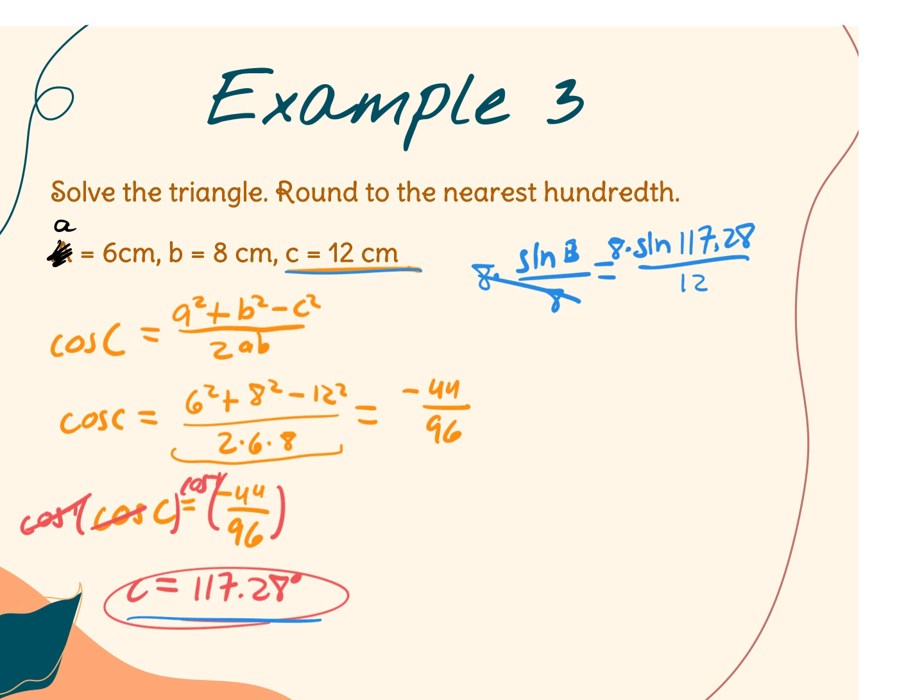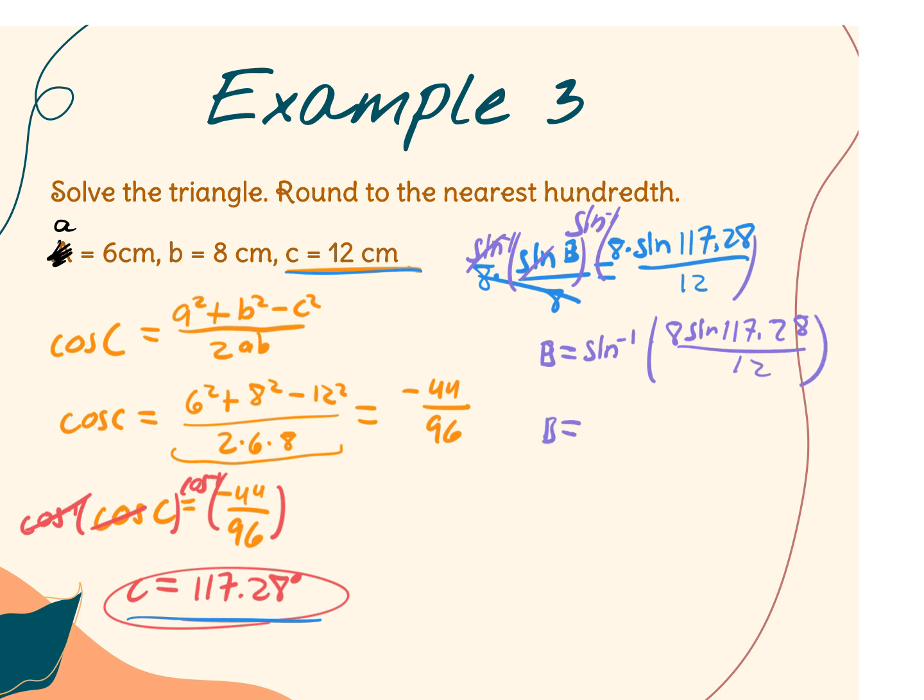and then you can do sine inverse on both sides to get your B by itself. All right, so clean this up a bit. It's going to be B equals sine inverse of 8 times sine of 117.28 over 12. All right, plug this into your calculator and you should get 36.34 degrees.